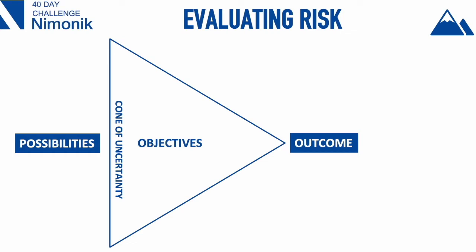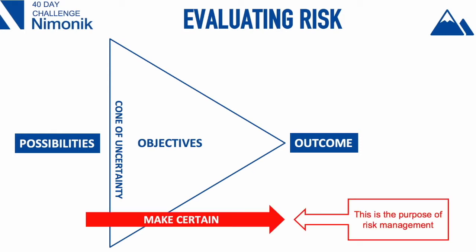What we want to do is, as we move across to the outcome, the thing that we're trying to achieve, and we do that through going through objectives, we want to be more certain that we achieve the outcome that we want, rather than all the other possibilities, right? And that's the goal of every plan. That's the purpose of risk management: to make certain that you achieve your outcome.